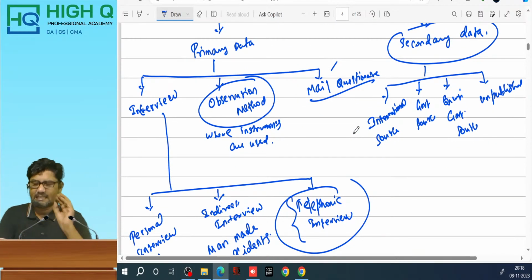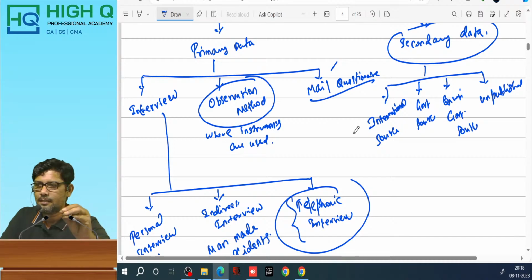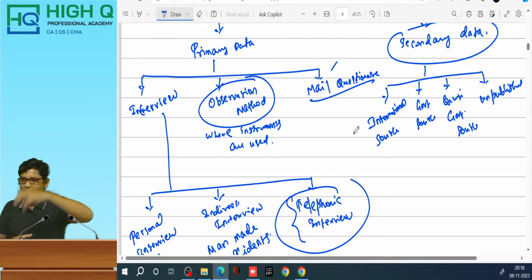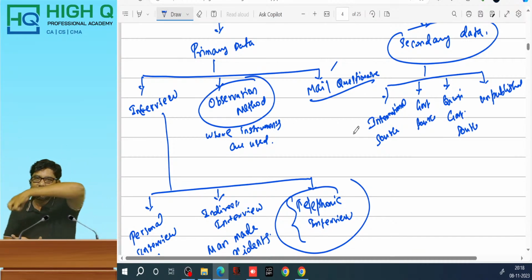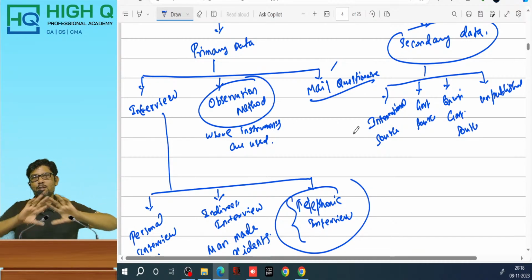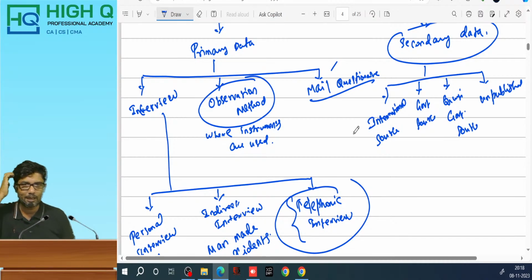My dear, secondary data is highly not reliable. Okay, because secondary data are extracted from primary data. When the extraction happens, obviously what happens? All the manipulation will happen.